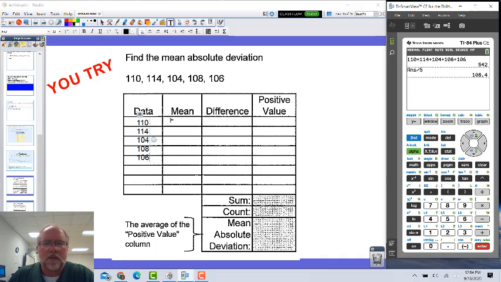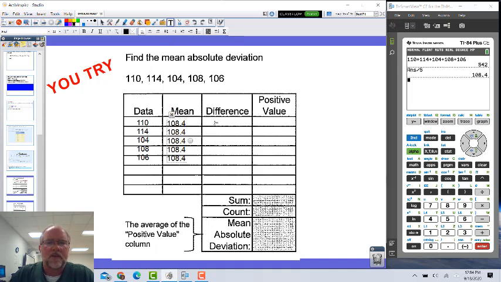So now I'm going to come over here into my spreadsheet and type in 108.4, 108.4, 108.4, all the way down. Let me line those up a little bit better.